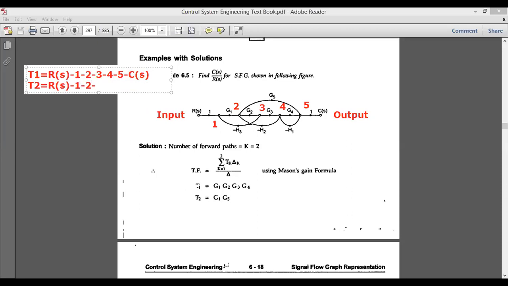Okay, now we cannot take point number 3, so directly it will go to point number 5, and the last is C of S. The last part is C of S.